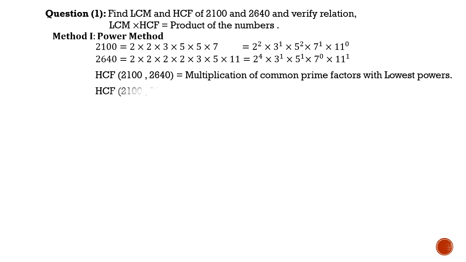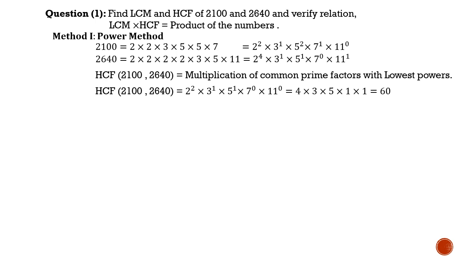So HCF of these numbers can be written as, see, 2 raised to 2 is taken. We have 2 raised to 2 and 2 raised to 4. 2 raised to 2 is the number with the lowest power. Here we have 3 raised to 1, 3 raised to 1. Both the powers are same, so we'll take 3 raised to 1 only. No one is greater and no one is smaller. Both are equal. Okay, so we'll take 3 raised to 1 only.